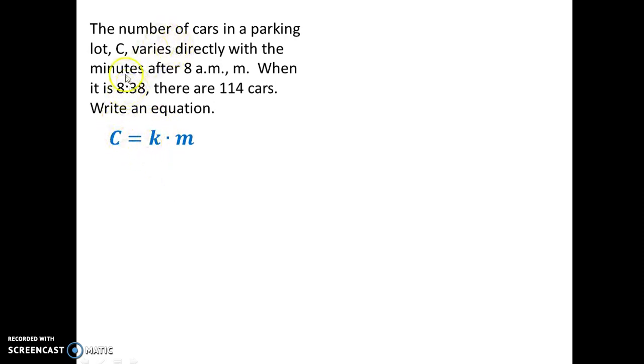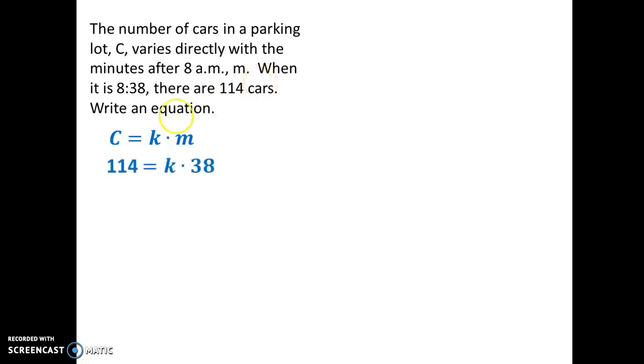It says use the C for number of cars in the parking lot. So C, the number of cars in the parking lot, varies directly. Directly looks like this, with some constant and the number of minutes after 8. So based on that, can you figure out this equation? In other words, figure out what k is and then rewrite this with that value for k using the information you have here.